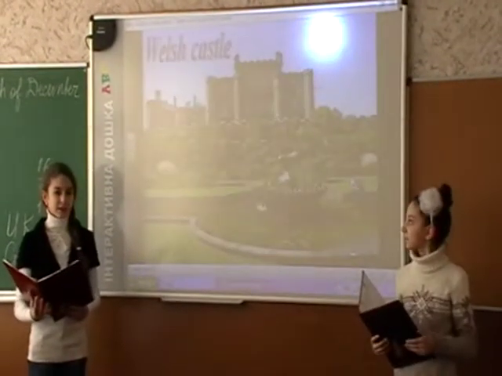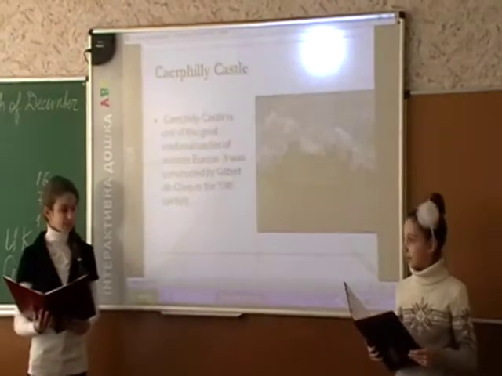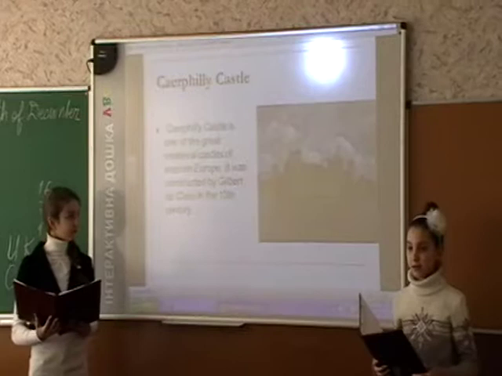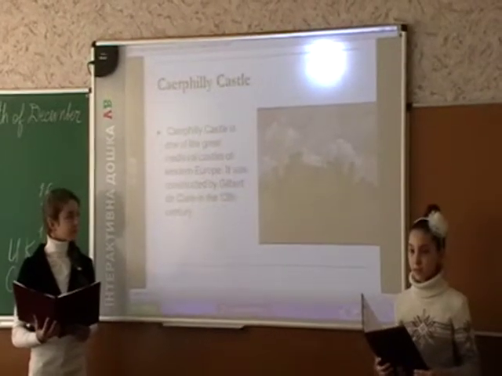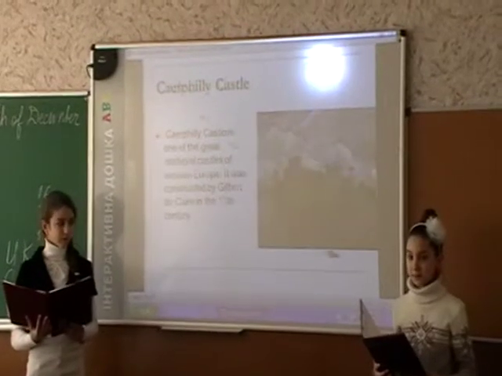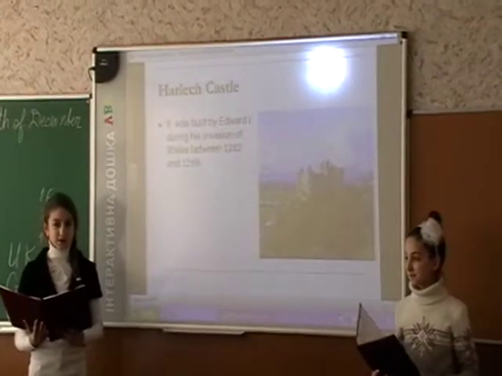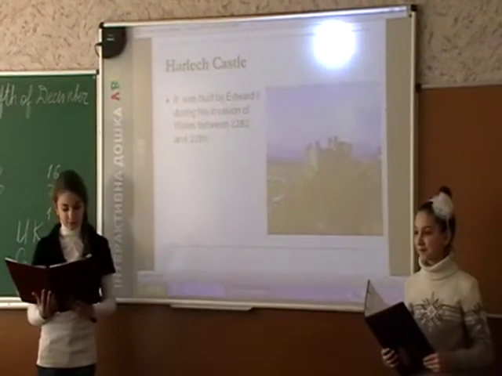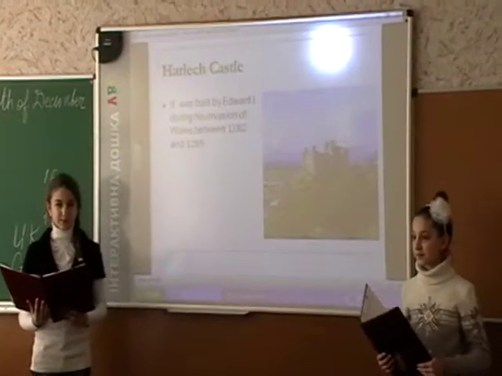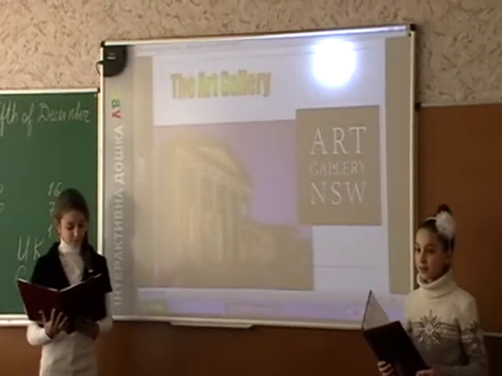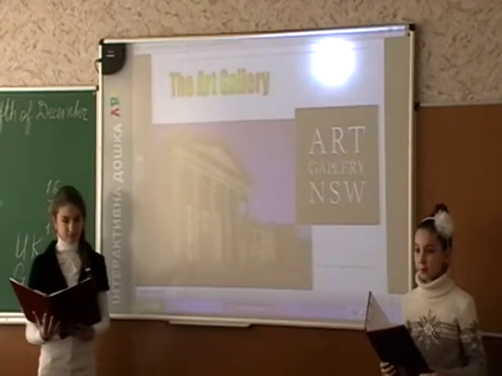It is one of the Welsh castles. Carefully Castle. Carefully Castle is one of the great medieval castles of Western Europe. It was constructed by Gilbert de Clare in the 13th century. Harlech Castle. It was built by Edward I during his invasion of Wales between 1282 and 1289. The art gallery is situated in South Wales.